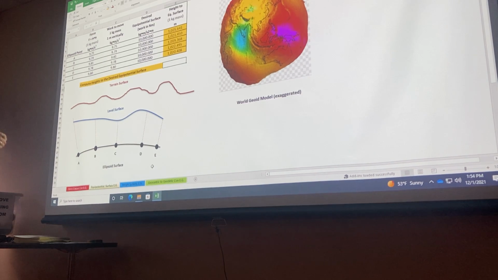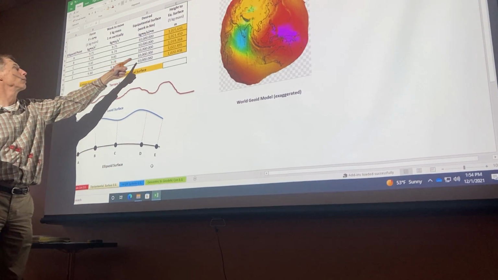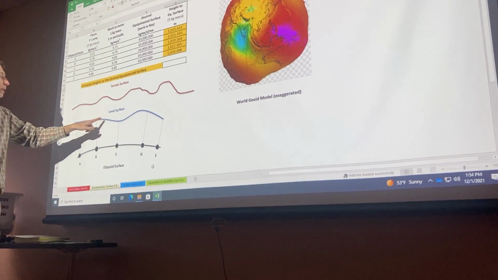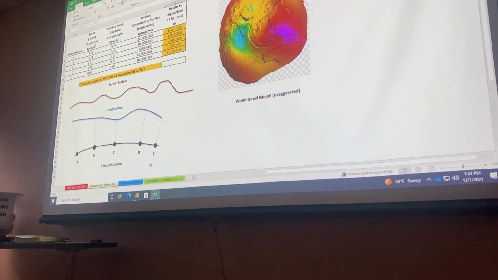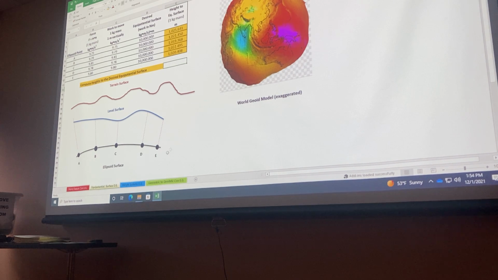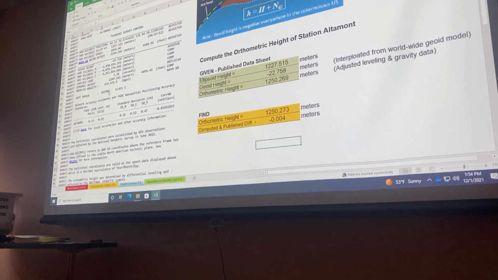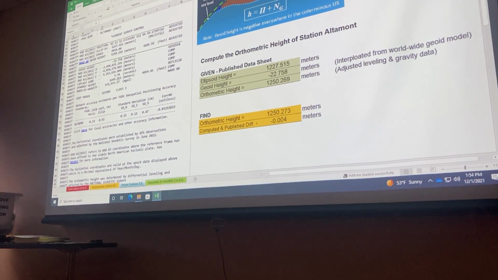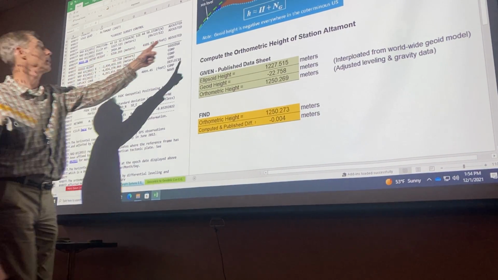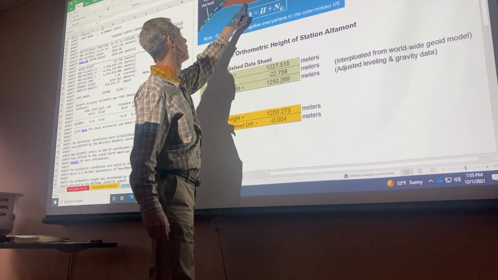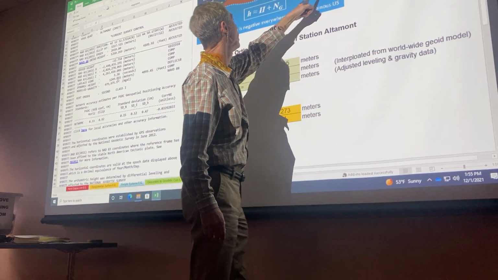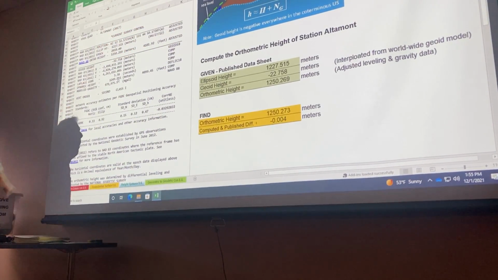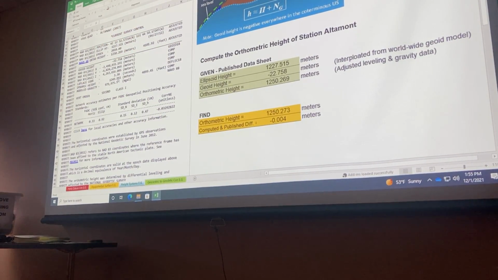What would be more useful would be a number that represents the work or potential of the surface. So I want a number that would be the same everywhere. And NGS gives us that on the data sheet. Those are dynamic heights. So dynamic heights would be the same. The dynamic height everywhere along the geoid would be the same, whereas the orthometric heights would, actually I said that wrong.